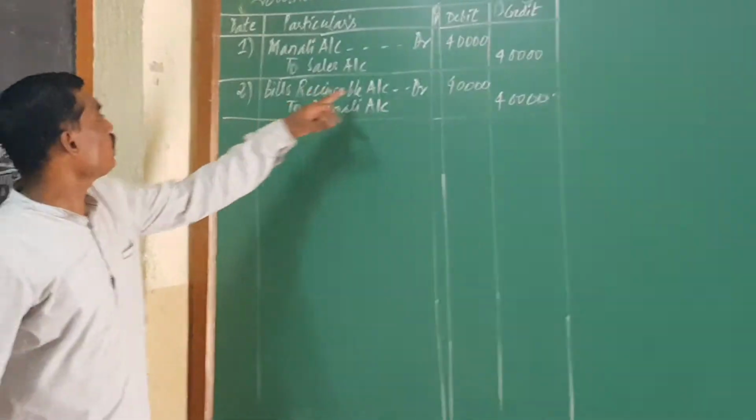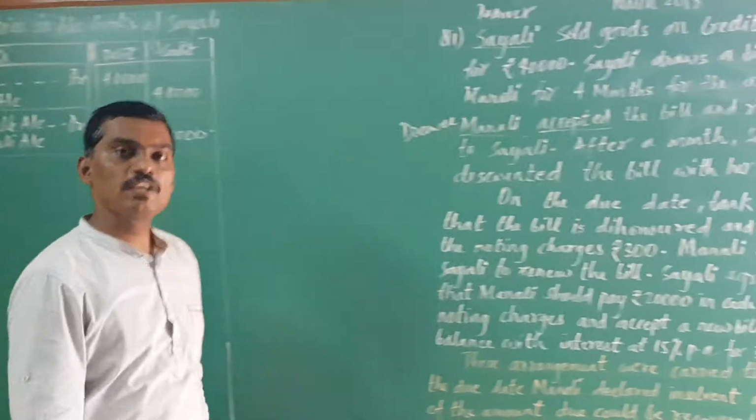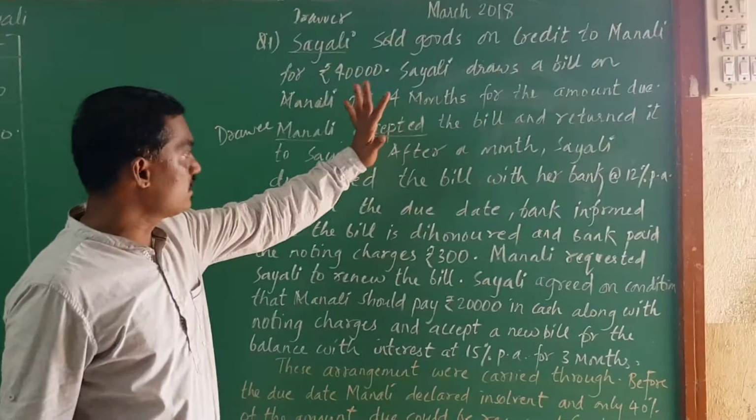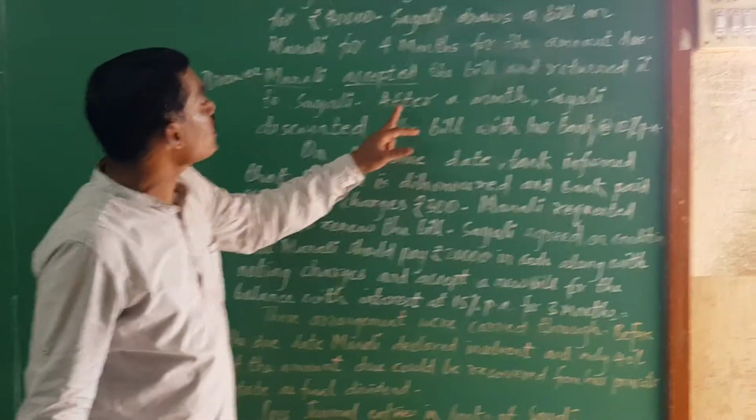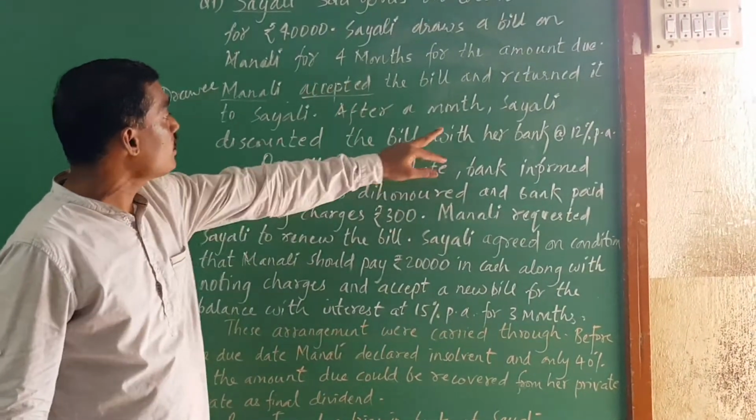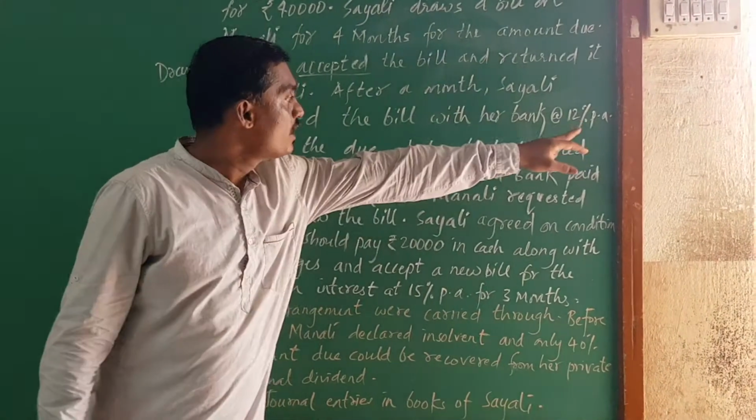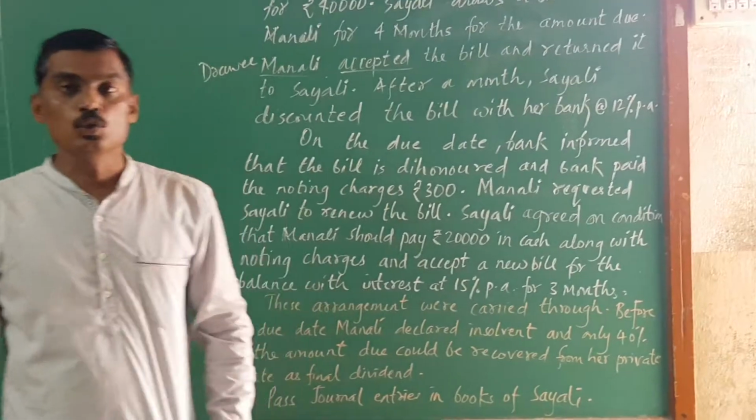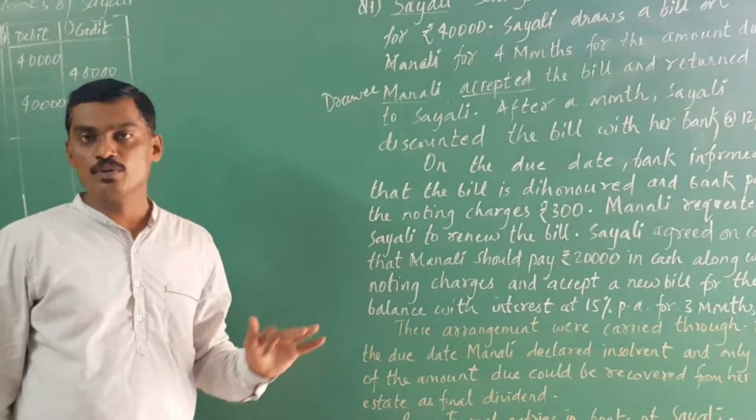So the second entry is what? Bills receivable account debit to Manali account, and the narration is being bill accepted for 4 months. So now this is the second entry, acceptance. See here now what is after a month. So a 4 months bill was there, and after a month Saili discounted the bill with her bank at the rate of 12% per annum. So now the drawer is using the option of discounting the bill with the bank.